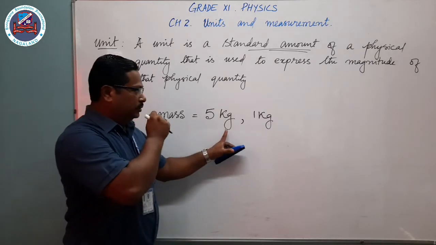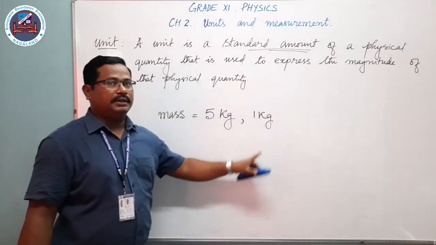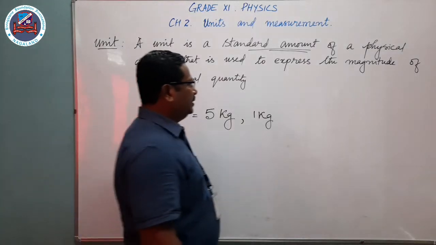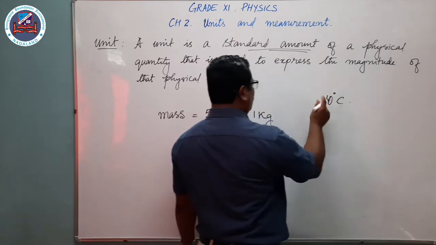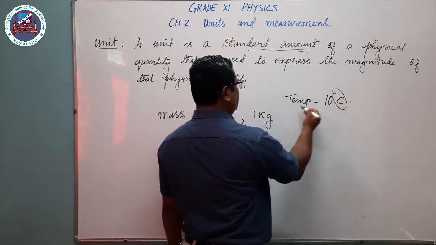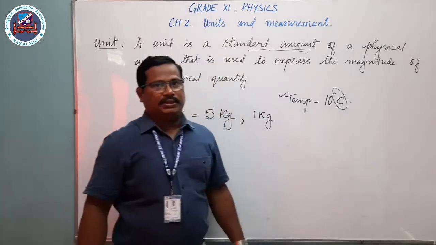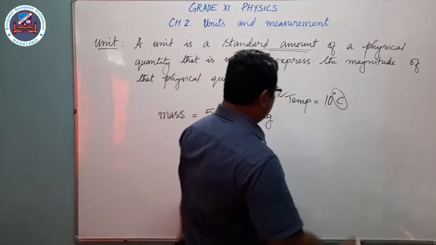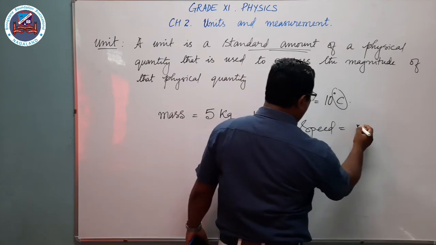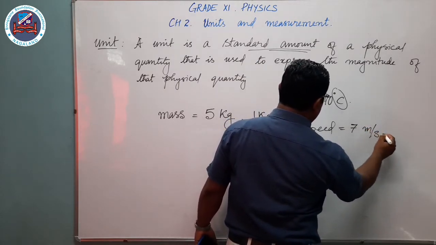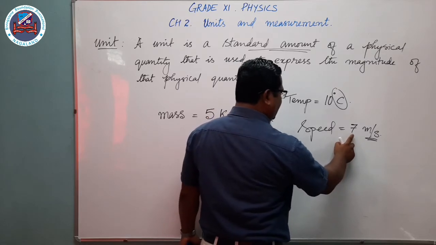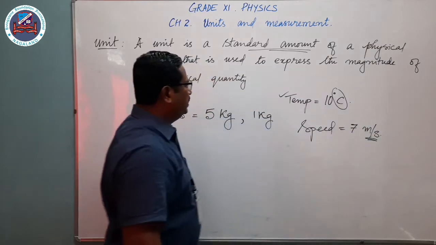Now writing the unit also gives us an idea about the particular physical quantity. Suppose I am writing 10 degrees Celsius, then at that moment you know that I am talking about the temperature of a substance. This unit tells us what physical quantity we are measuring as well. So these are called units, like speed. When I say speed, I first write some numerical value, say 7, and meter per second. The SI unit of speed is meter per second. This represents the unit, and as a whole it represents the physical quantity called speed.